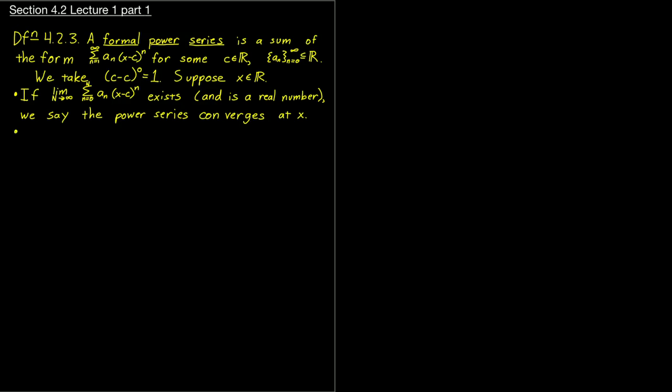And otherwise, if that limit does not exist, if either it's an oscillating thing, if an is 1, x is -1, c is 0, so you're always bumping back and forth between -1 and 1, or if an is 1, x is 1, c is 0, so your limit is just getting bigger and bigger, we say the power series diverges at x.